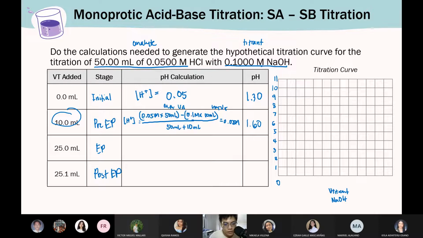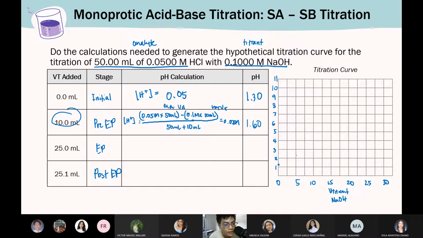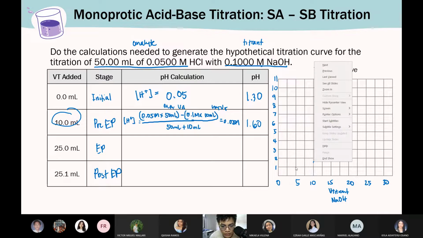Asan kaya yung 10 ml dito? Ang gawin ko by increments of 5 na lang, ha? Ganito. So, 5, 10, 15. Okay, so, ito yung initial natin, 1.30. Upon the addition of 10 ml ng titrant, naging 1.60 siya. Nandito na siya.